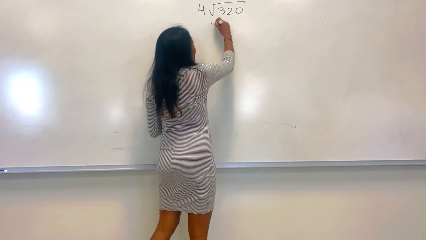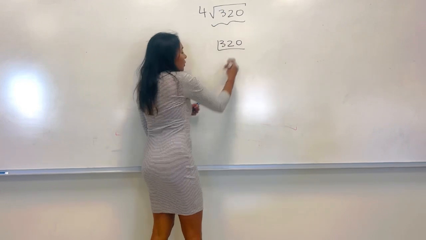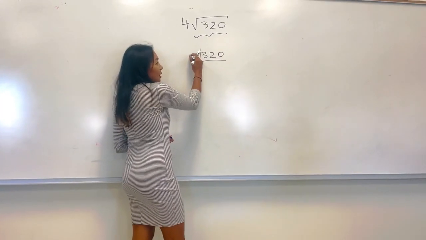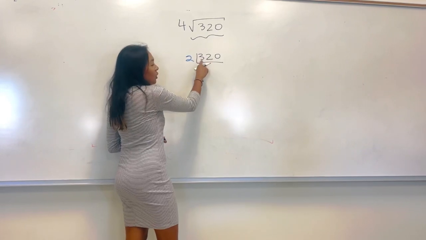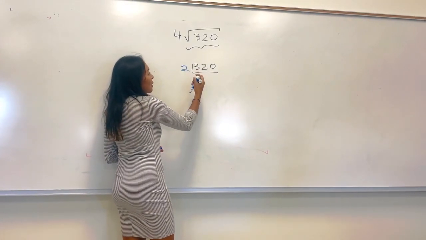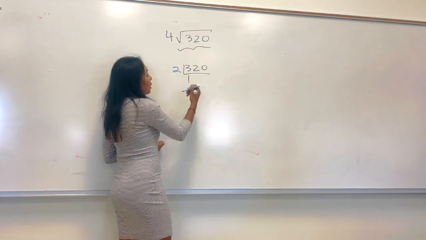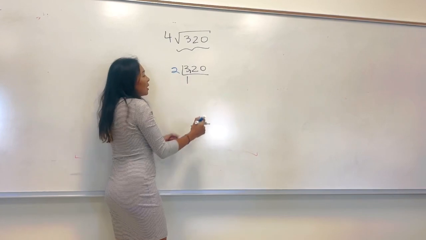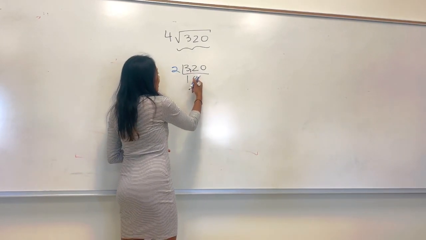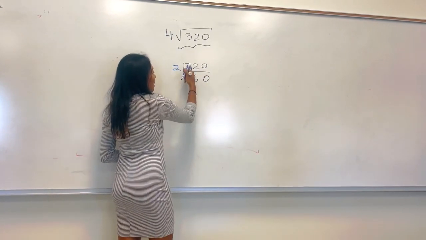So I'm going to look at the square root of 320. I'm going to take 320 and divide it by the smallest number that it's divisible by, which is 2. So again, I'm going to do upside down division. 3 divided by 2 is 1, and there's a remainder of 1. So 12 divided by 2 is 6. 0 divided by 2 is 0, right?